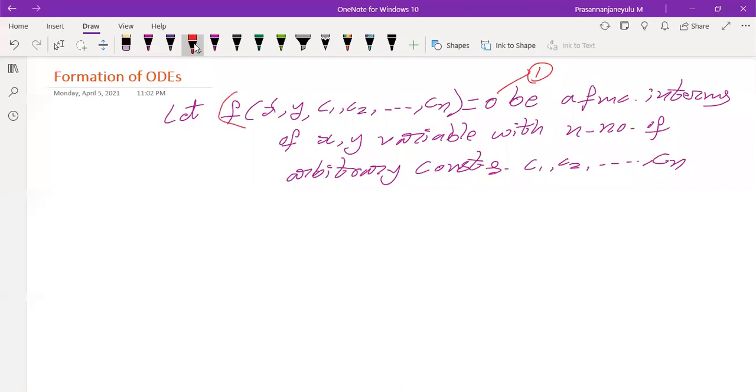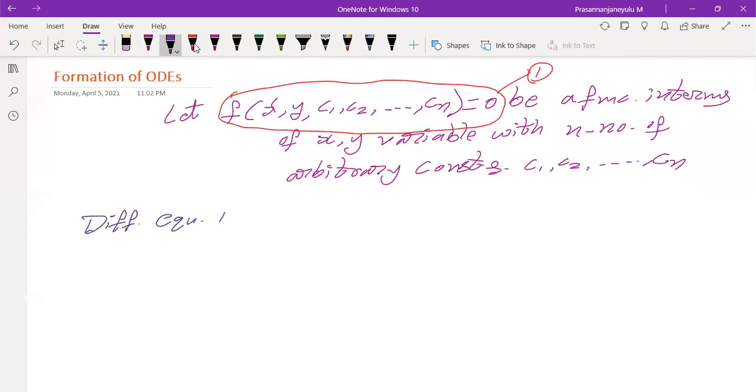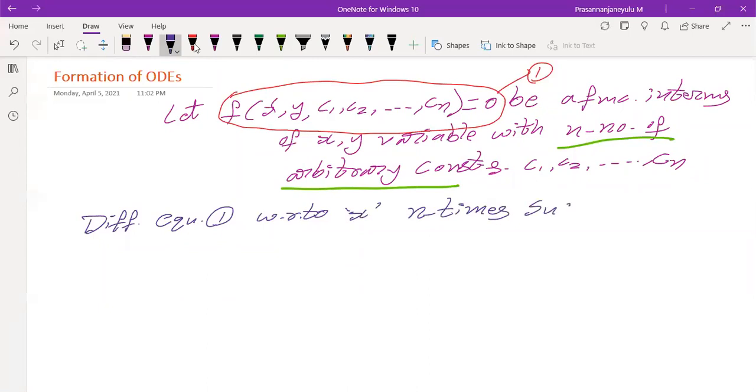Now, if we want to find the differential equation of this function, then what we have to do is differentiate equation 1 with respect to x. How many arbitrary constants are there? N arbitrary constants are there. So that many times we have to differentiate equation 1, n times successively, that means one after the other.